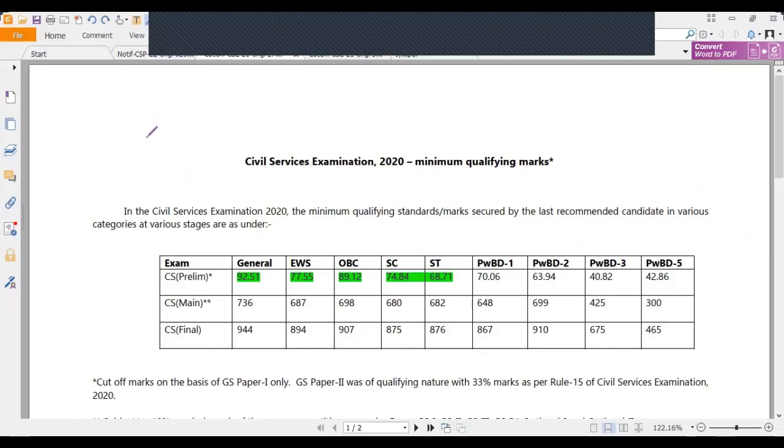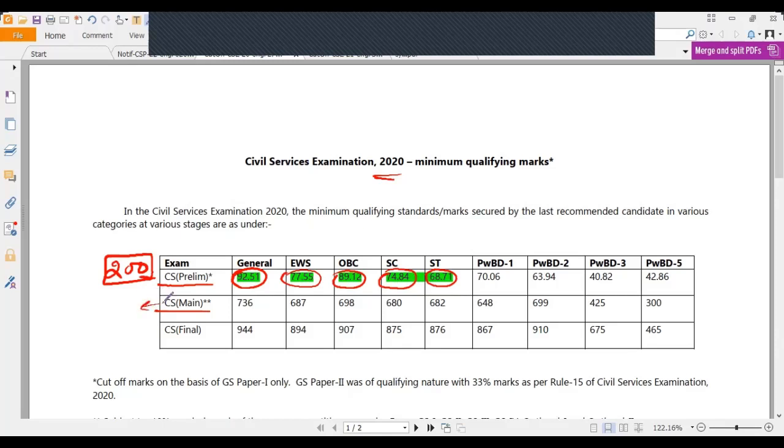So now let us look at the cutoff of prelims and mains exam in the last couple of years. In 2020, the prelims cutoff for general category was 92 marks. For OBC, it was 89 marks. For SC, it was 74 marks. For ST, it was 68 marks. For EWS, it was 77 marks. This is for prelims out of 200 marks.